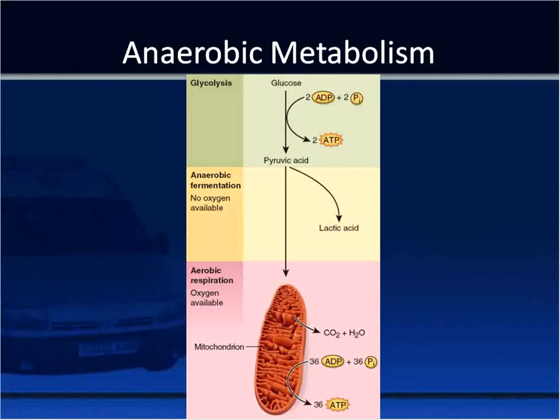If oxygen becomes available, the liver converts the lactic acid that has moved into the blood back to pyruvic acid, and the process of aerobic metabolism can begin. Remember, we talked about this last chapter. Aerobic metabolism is utilizing oxygen. Anaerobic is without oxygen.